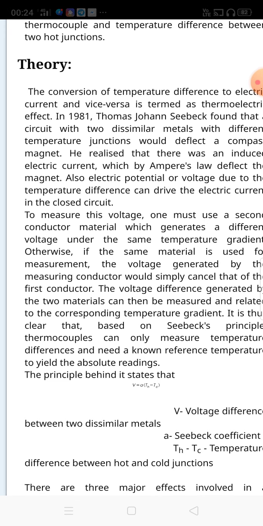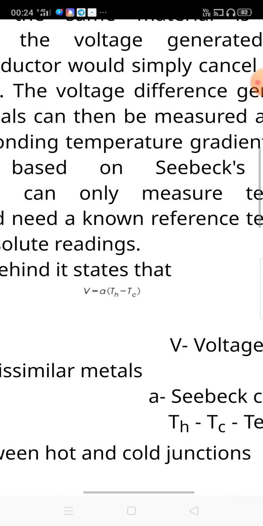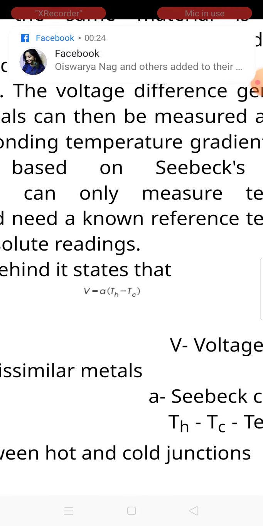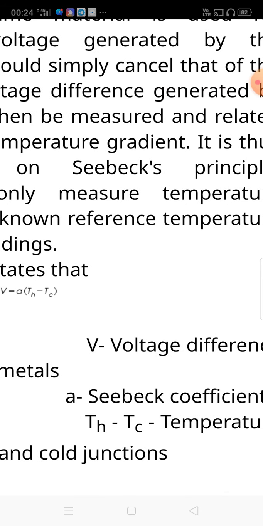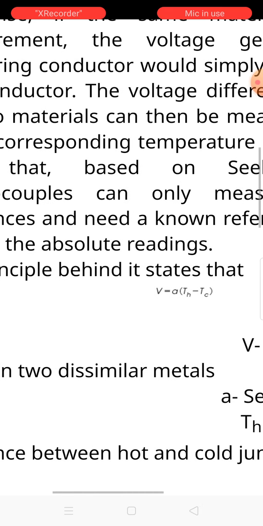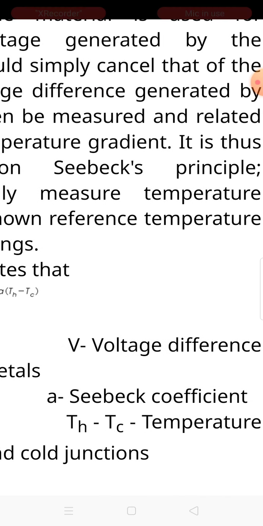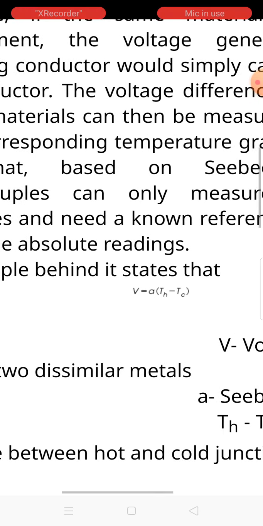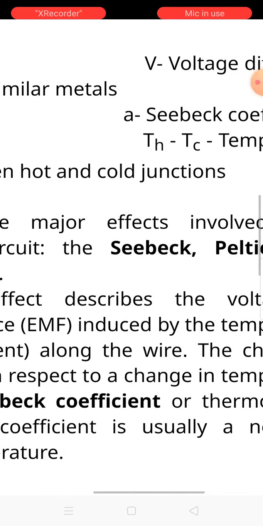The principle behind this states V equals alpha times (T_H minus T_C), where H stands for hot junction temperature, C stands for cold junction temperature, V is the voltage difference between two dissimilar metals, alpha is the Seebeck coefficient, and T_H minus T_C is the temperature difference between the hot and the cold junctions.